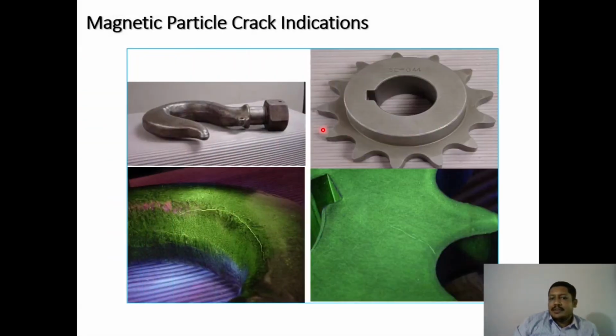You can see over here, this is a case of a hook. The hook has a defect. The defect is easily determined with the help of the magnetic particle crack indication. Sometimes it is also possible to visualize this in the case of the dye penetrant test. Again, in the case of a gear tooth, a crack is happening here. The surface defect you are able to determine with the help of the magnetic particle crack indication test.